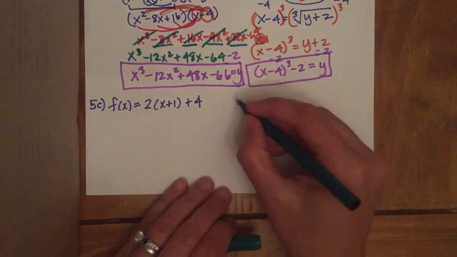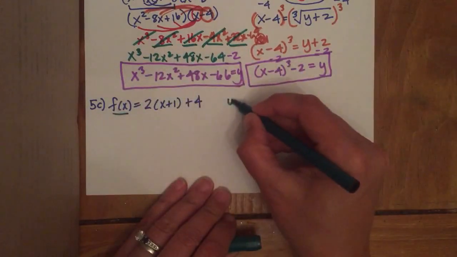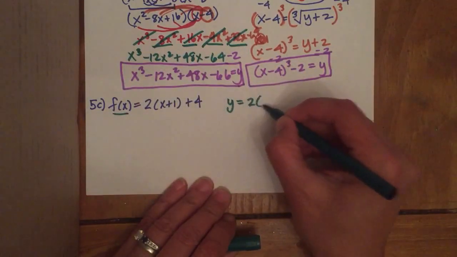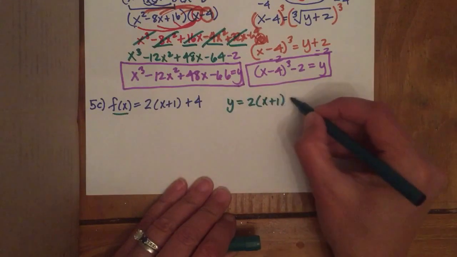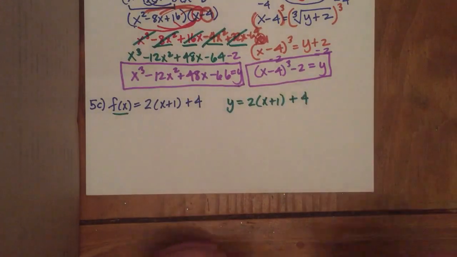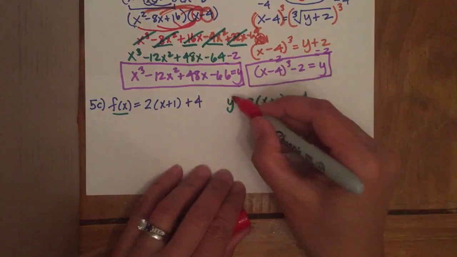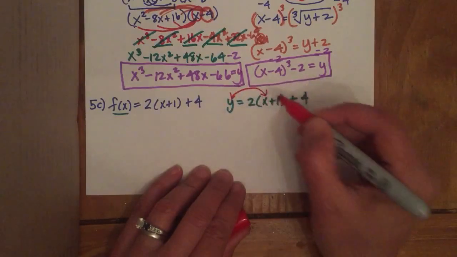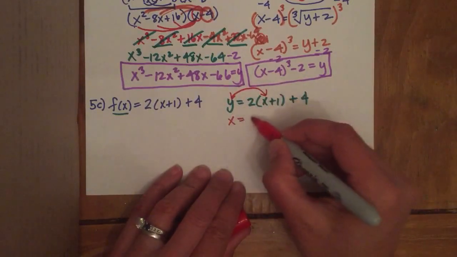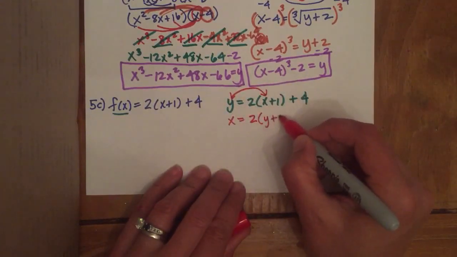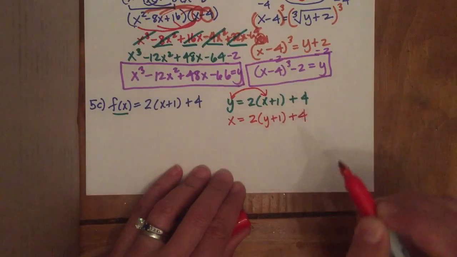So what we're going to do is we're going to replace that f of x with y. So y equals 2 times x plus 1 plus 4. Once we've done this, we're going to go ahead and make our switch, because remember the inverse function, you switch the domain and range. So I'm going to switch the x and y. So this becomes x equals 2 times y plus 1 plus 4.